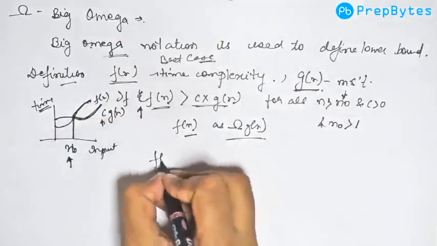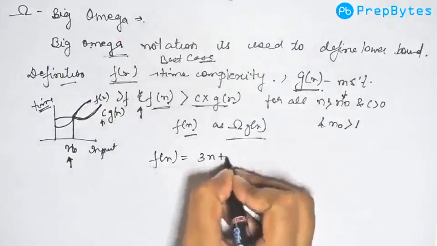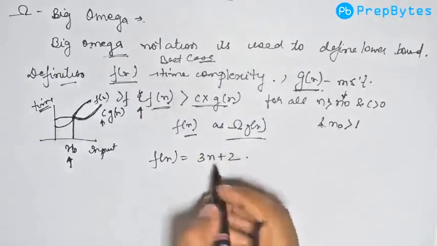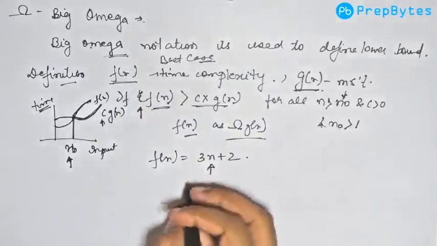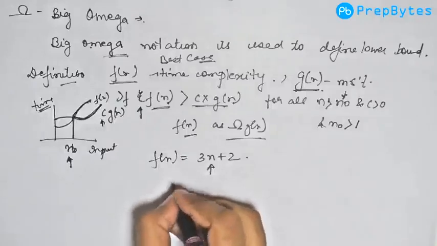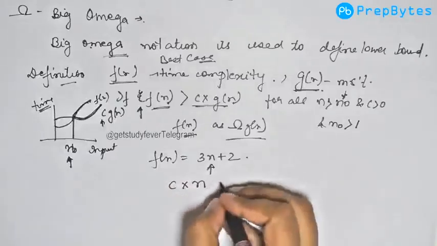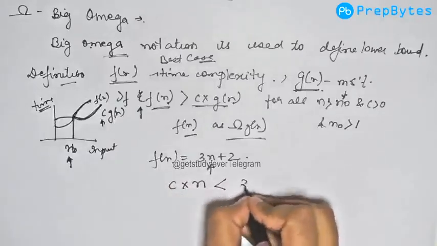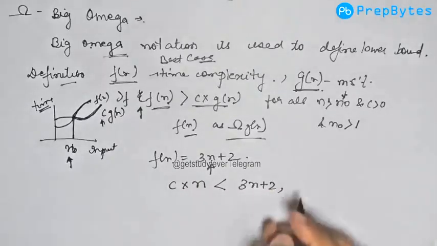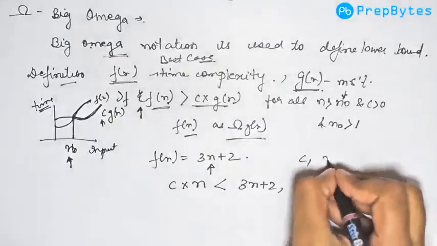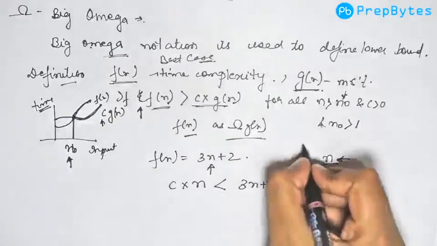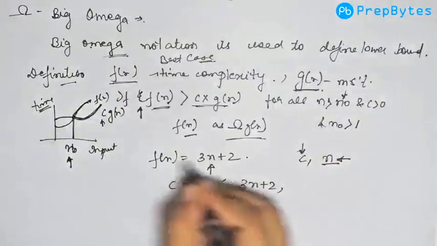Let's say we have F of N equal to 3n plus 2. In this case, what is G of N? G of N is the most significant term, which is N here. So we need some C such that C into N is always less than 3n plus 2 after a particular value of N. So we want a C and we want an N, so that after a particular value of N and for a particular value of C, this statement holds true.